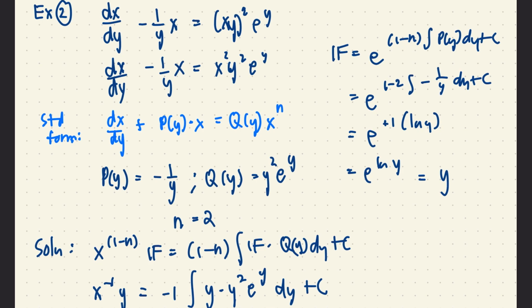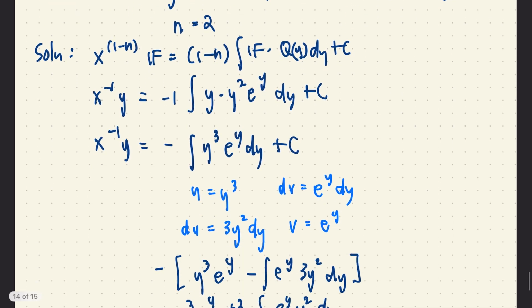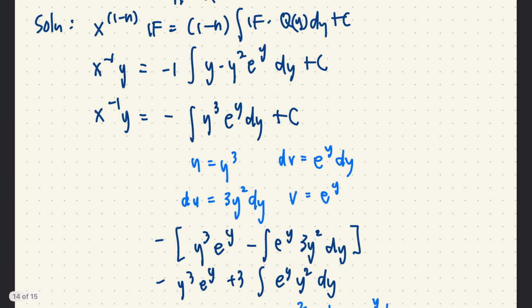integrating negative 1 over y, so bringing out negative 1, multiplying it to the 1 minus n, which is negative 1, so that becomes positive 1. The integral of 1 over y is ln y. Ln being cancelled by e, you get y. Then we can multiply that into the solution, x raised to 1 minus n times the integrating factor is equal to 1 minus n, integral of the integrating factor times Q of y dy plus c.